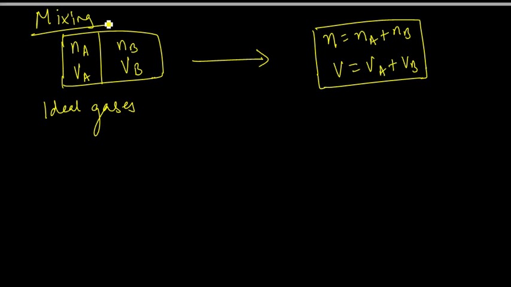Yeah, PV is equal to nRT. P of VA plus VB is equal to Na plus NB RT. That makes sense. So the pressure and temperature remain the same, but I have mixed it. Now, this is a spontaneous process, so I need to find the reversible path to calculate the entropy change that has occurred.